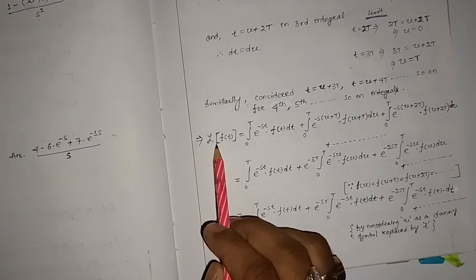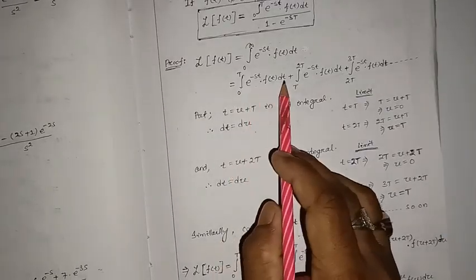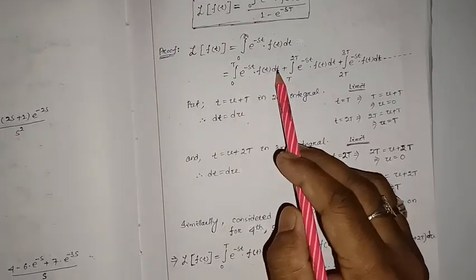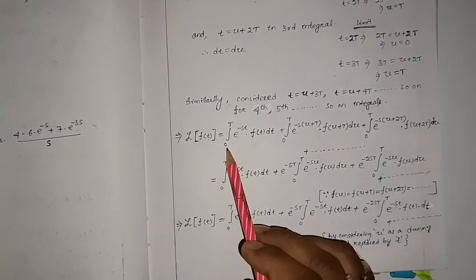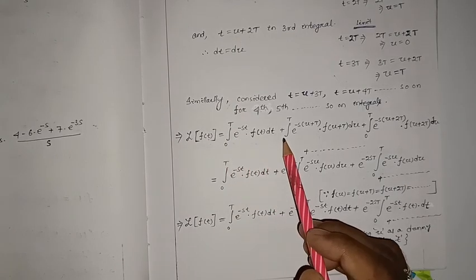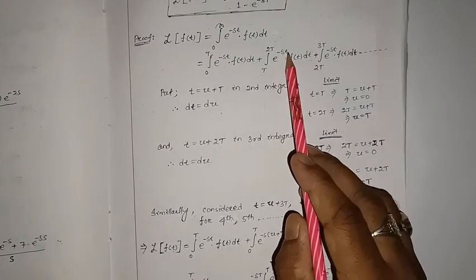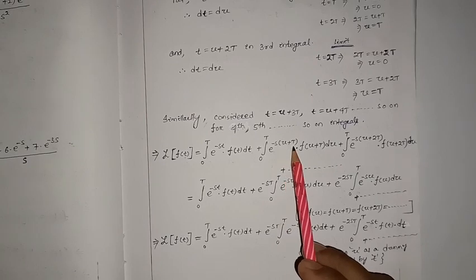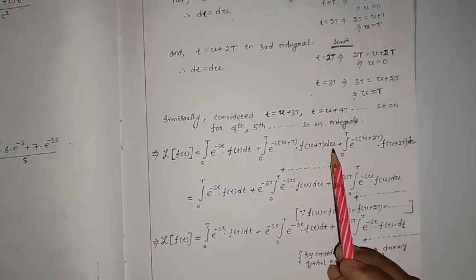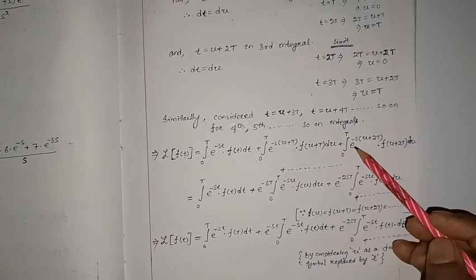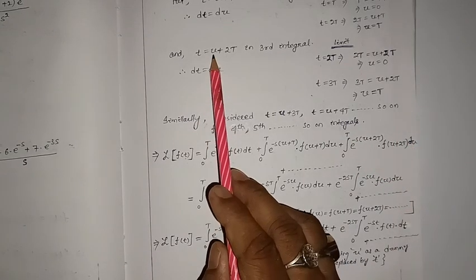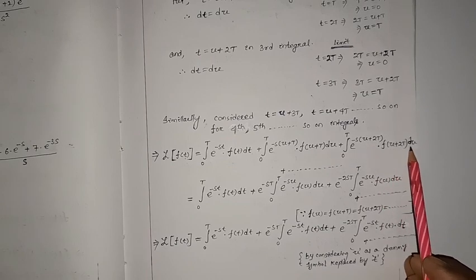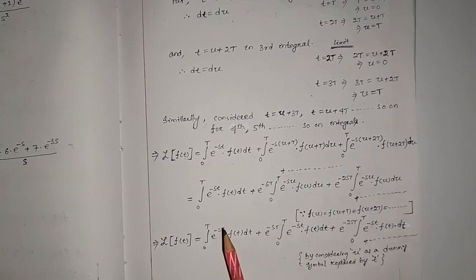That implies the Laplace transform of f(t): the first integral will be written as usual, 0 to T e to the power minus st into f(t) dt. Then 0 to T e to the power, here instead of small t we have to put u plus T, so e to the power minus s(u plus T) into f(u plus T) du. Then 0 to T e to the power minus s(u plus 2T) into f(u plus 2T) du, plus and so on.